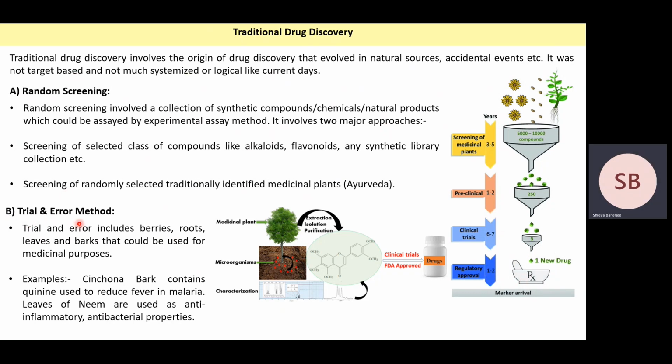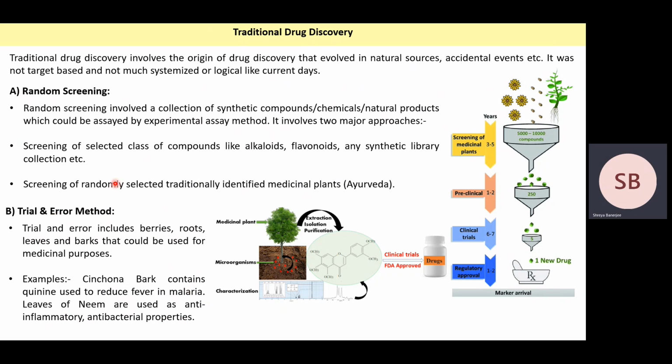The second method is called the trial and error method. Trial and error includes berries, roots, leaves, and barks that could be used for medicinal purposes. For example, cinchona bark contains quinine used to reduce fever in malaria. Similarly, leaves of the neem plant are used for their anti-inflammatory and antibacterial properties.